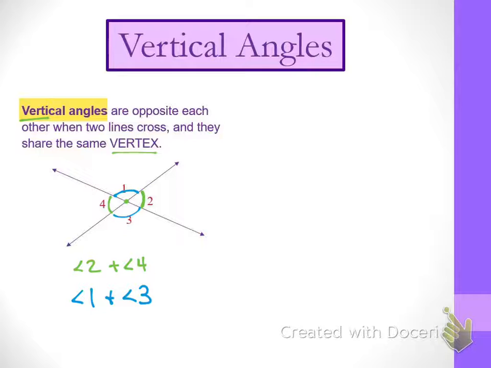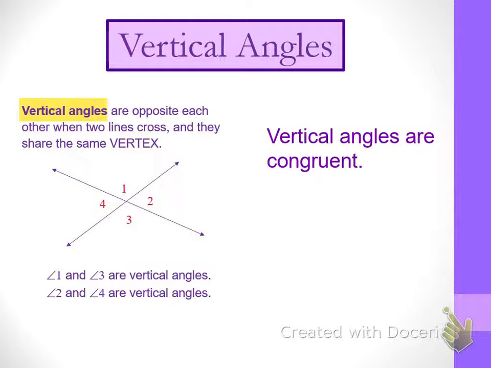Here's what you need to know about them. This is the most important part, so this is what you're also going to highlight. Vertical angles are congruent. Which makes sense if you look at it. If I were to cut out angle 2, I could flip it around and it would be the same measure as angle 4.